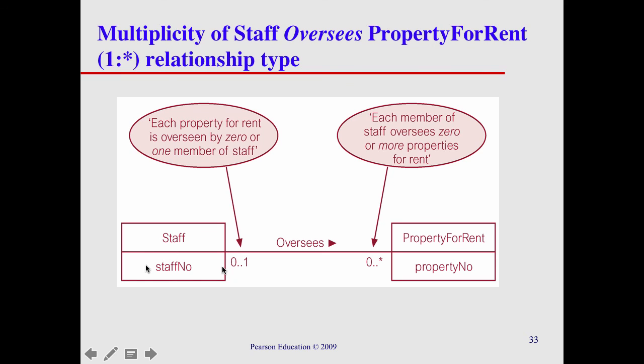Okay, here a staff oversees 0 to many properties. A property is overseen by 0 to 1 staff. Maybe when it's first brought in, it may not yet be assigned to any staff, or if a staff member resigns, then it has 0.